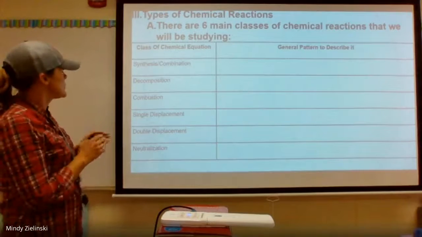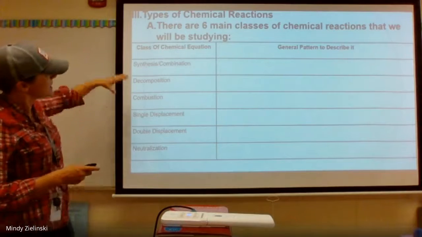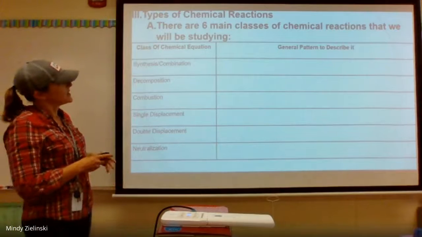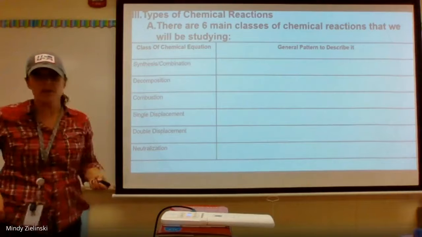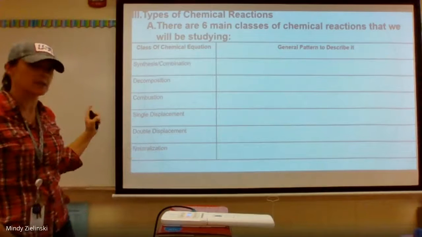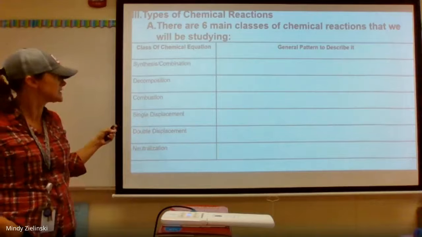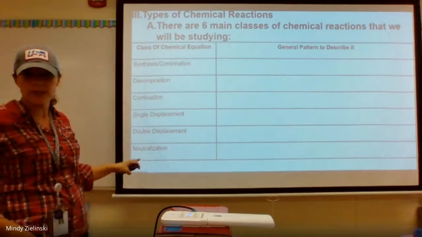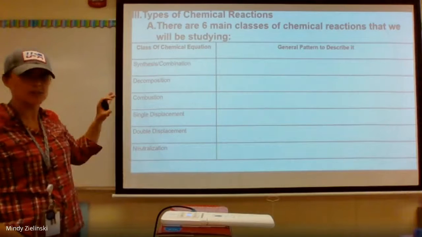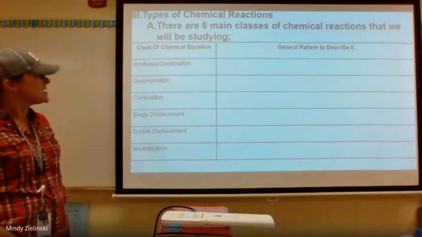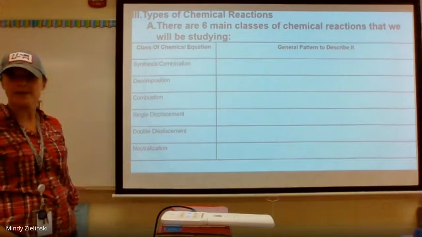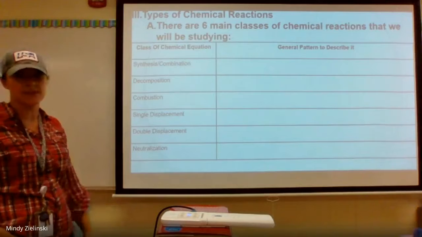Okay, so in being able to simply recognize these different groups, we have some names we're going to go through. We'll eventually learn how to predict the products for some of these. Really, for all of them, we're going to learn to predict the products, at least examples within each classification, and you'll learn how to balance it. You're going to continue to get practice with balancing it.